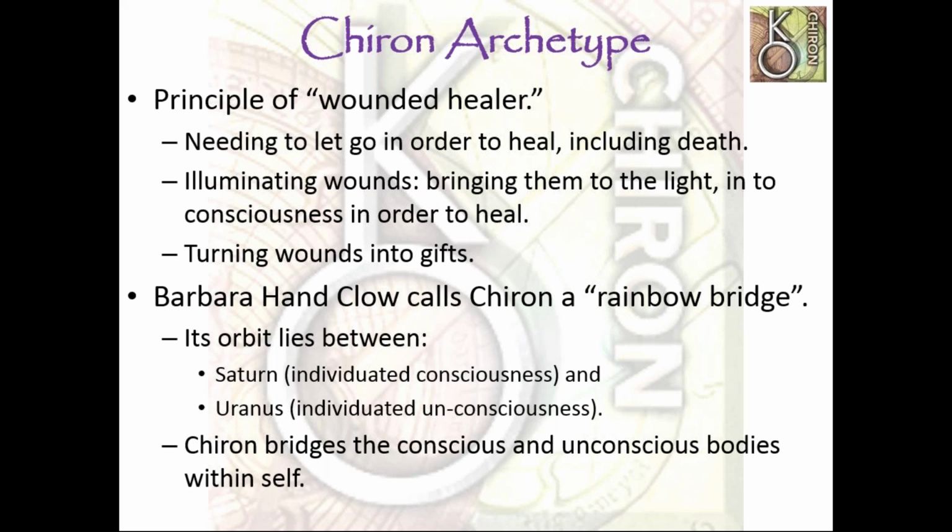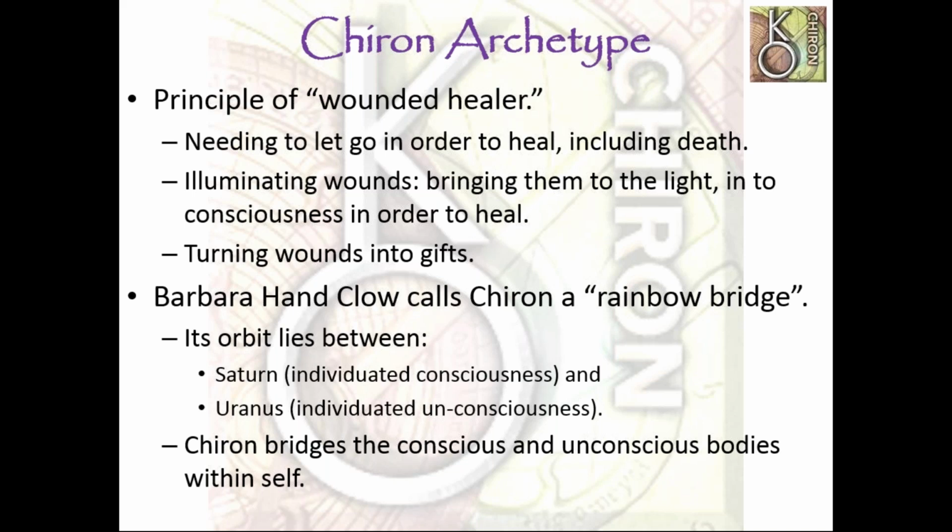We've been through it. Now, Barbara Hand Clow also called Chiron the Rainbow Bridge because its orbit lies between Saturn and Uranus. And in EA, Saturn is the individuated consciousness, and Uranus is the individuated unconsciousness.